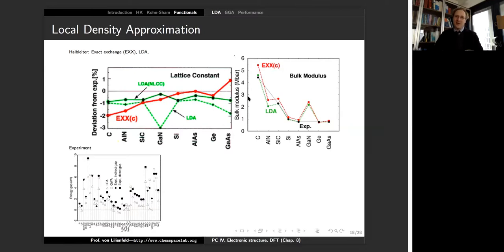You would have much more difficulty describing trends in lattices. Here's another example of the bulk modulus of materials. Now you see the bulk modulus and you see the experimental number in black. And then again, LDA is closer to the experimental numbers than this pure exchange part. You also see here formation energies in various solids, and LDA is shown as a triangle, and it's giving pretty good estimates.